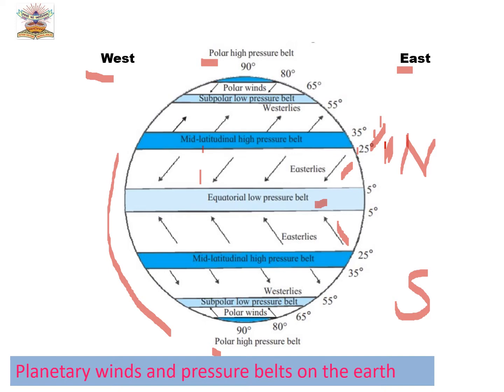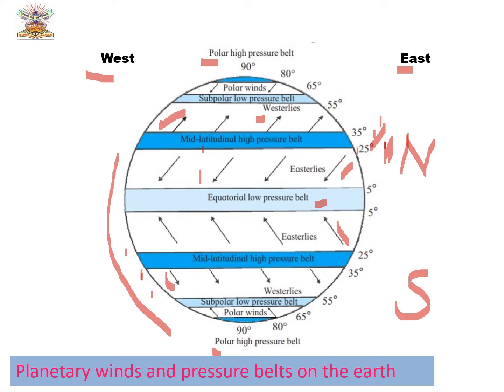Now we will see what are westerlies. These winds blow from the west. If you see in the southern hemisphere, children, these winds are blowing from the northwest and they are going to the southeast. And here you can see these are the westerlies. They are blowing from the southwest and going to the northeast. These are called westerlies. Now what are polar winds?